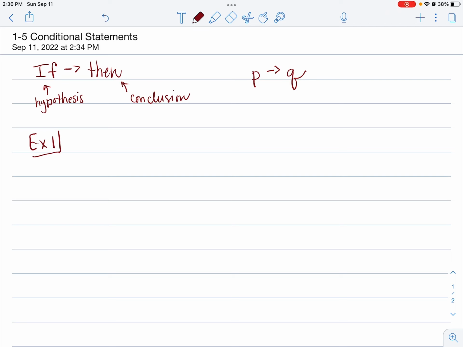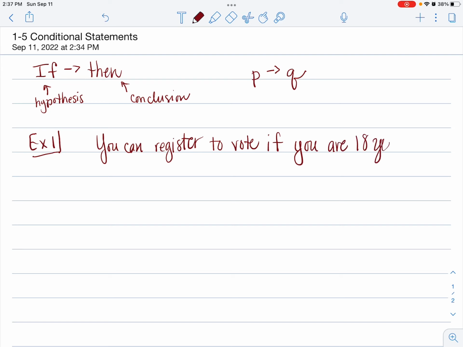And we're just going to use a generic not math sentence. You can register to vote if you are 18 years old. Okay, so this sentence is not a conditional, but it's a sentence that has a condition, right? You can vote if you're 18 years old.